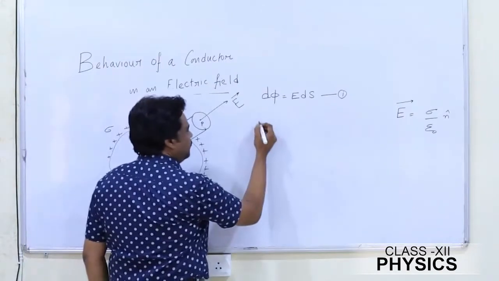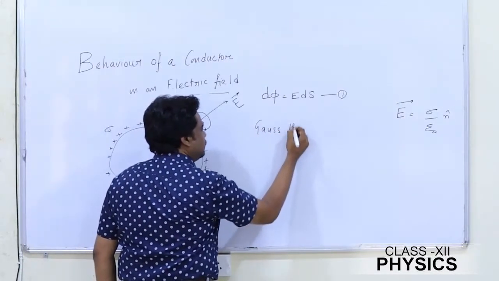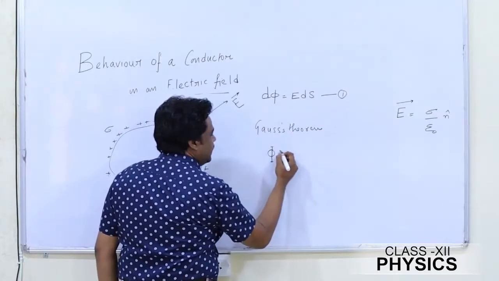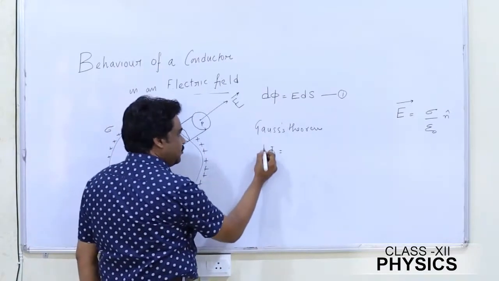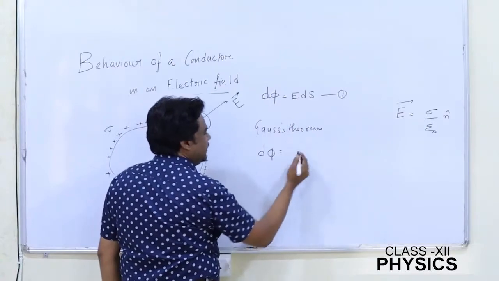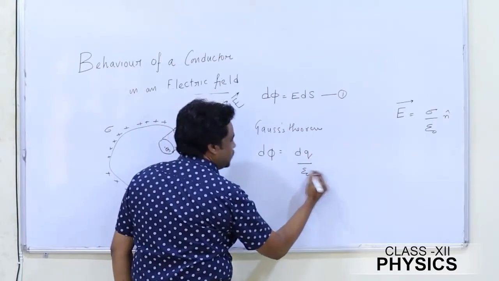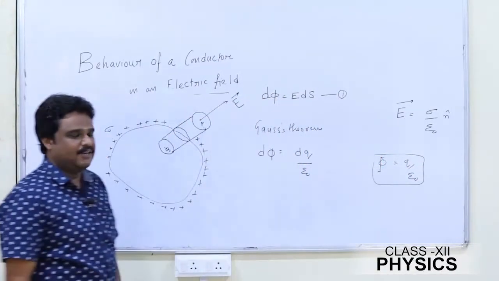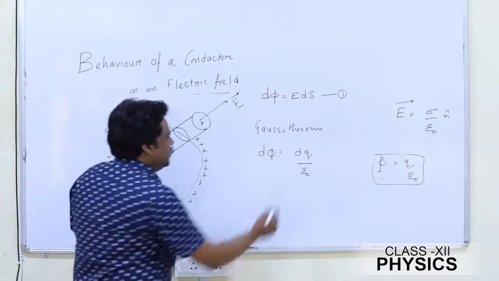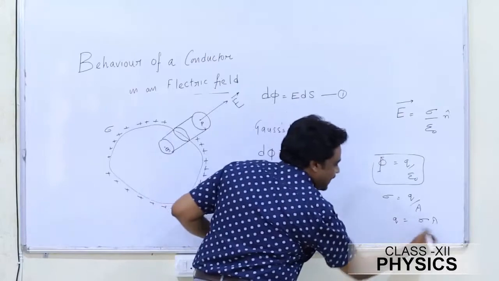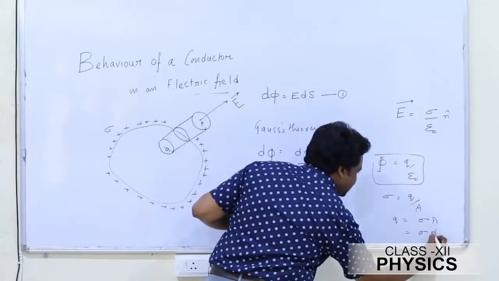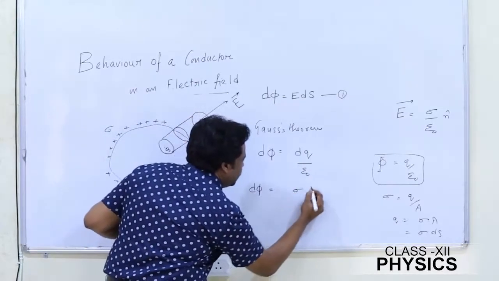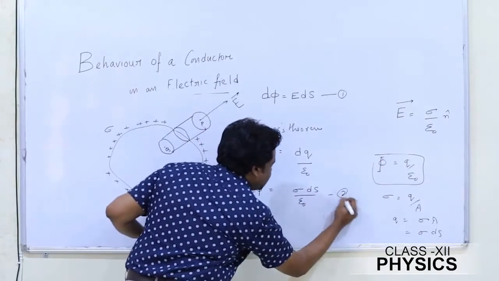What according to Gauss theorem? You know that Gauss theorem is phi is q by epsilon naught, but we are going to speak for a small value, so I am going to write d phi is small charge dq by epsilon naught. Actually it comes from phi is equal to q by epsilon naught. Now, q can be written as sigma a, and we assumed the area as ds, so q can be written as sigma ds. Put it back, so what I am going to get is d phi is equal to sigma ds by epsilon naught. I am going to mark it as equation number 2.